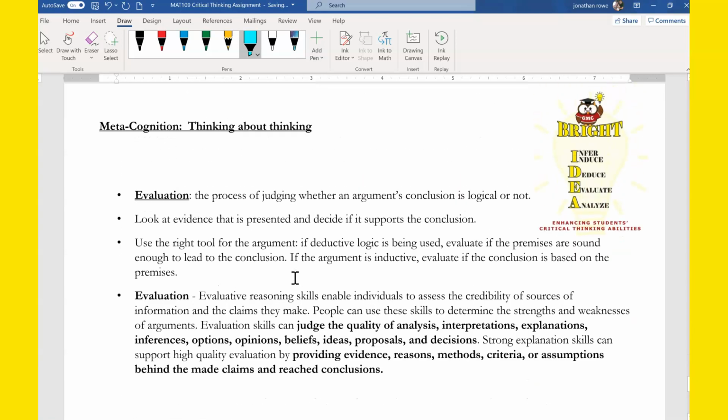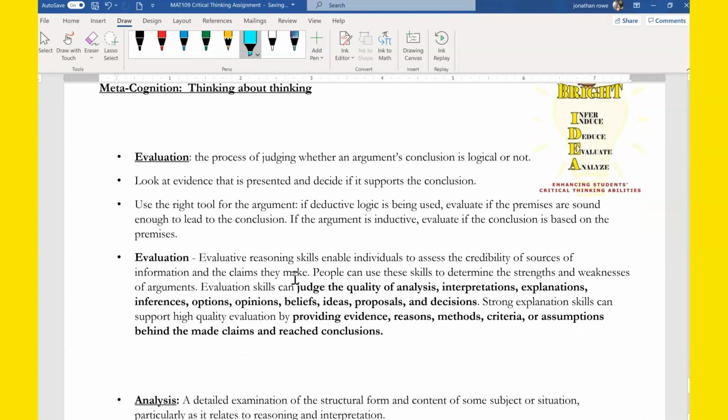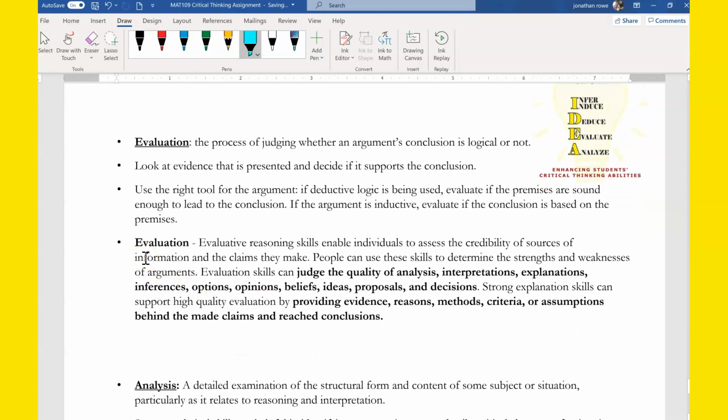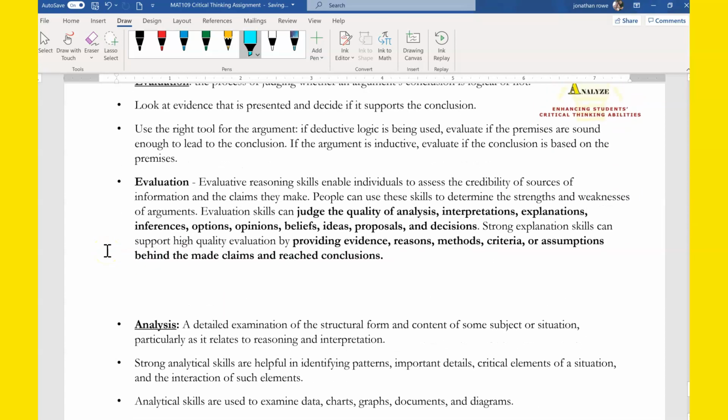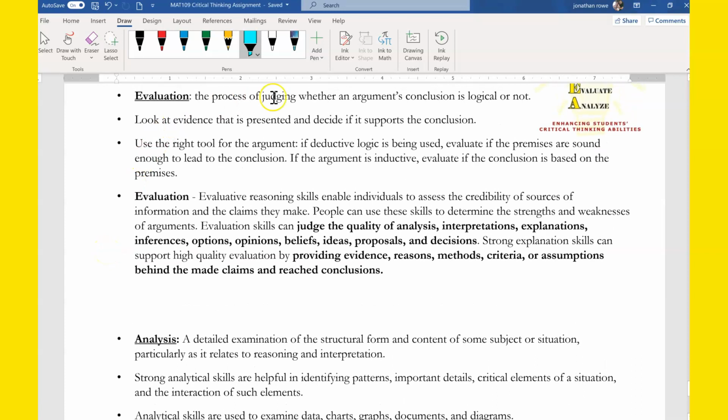So you could read this, the last page here, meta-cognition, which means thinking about thinking. Evaluation is the process of judging whether an argument's conclusion is logical or not. Look at evidence that is presented and decide if it supports the conclusion. Use the right tool for the argument. If deductive logic is being used, evaluate if the premises are sound enough to lead to the conclusion. If the argument is inductive, evaluate if the conclusion is based on the premises.